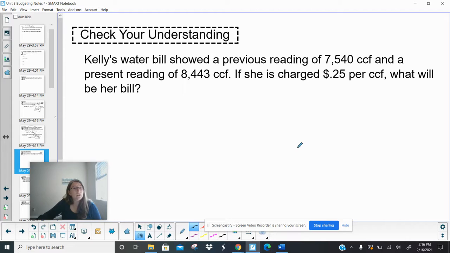So again, if you see previous and present, you need to subtract them because the meter does not reset. So what you actually used is the difference between them. So go ahead and read this one. Try it again. You're going to see previous and present. And then we need to find the total cost. Go ahead and try it.